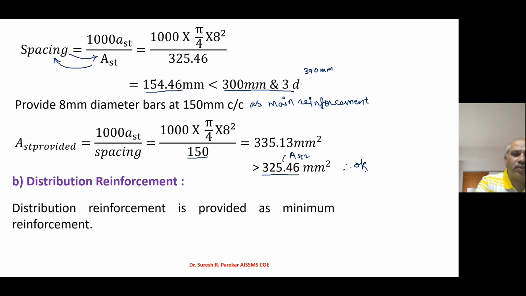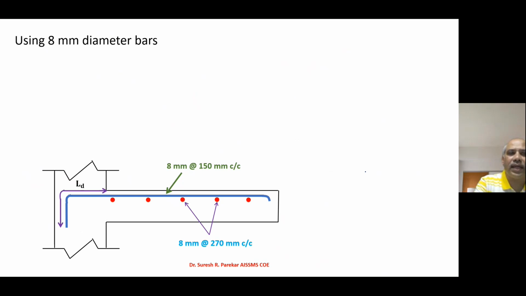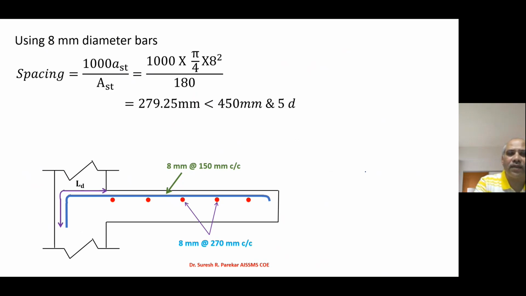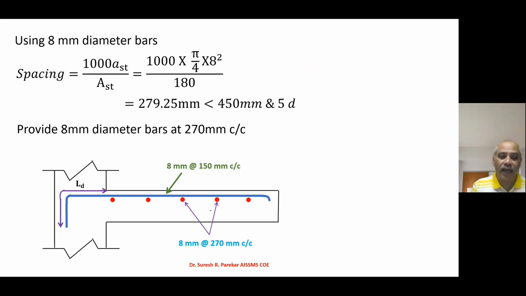Now we will go to the distribution reinforcement, and we have to provide it as minimum reinforcement, which is 180 mm square, and just calculate 8 mm diameter bars, and spacing we will get it as 279.25 millimeter, provided 8 mm as 270. Now as we have this as cantilever beam, so we have tension at top. So we have 8 mm at 150 mm center to center. So this is my main reinforcement, and 8 mm at 270 mm center to center. This is my distribution reinforcement.